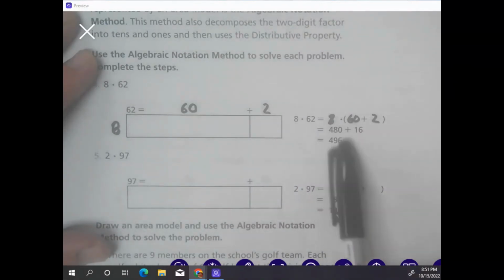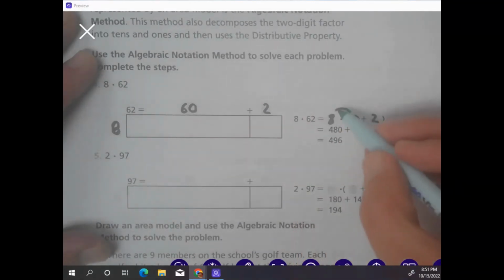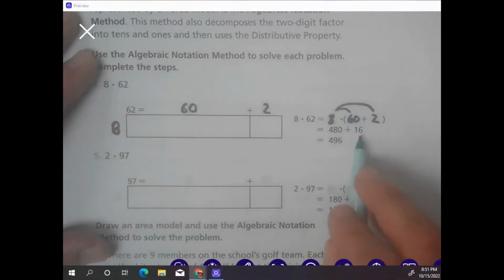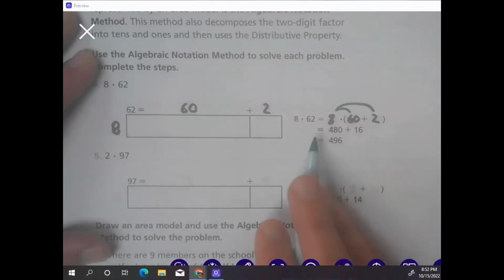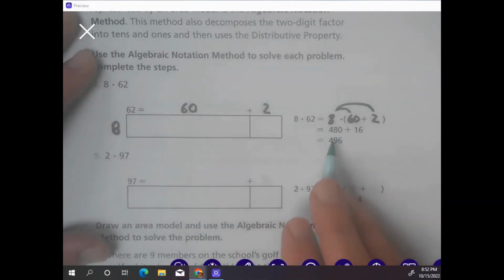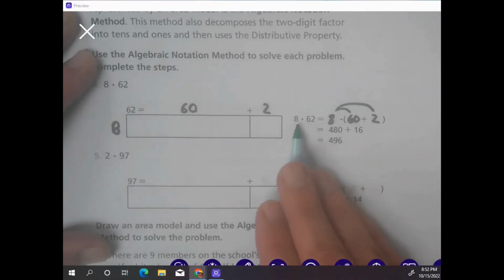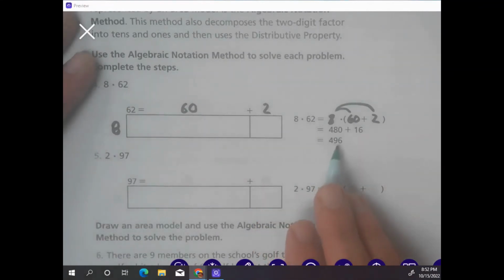And you can see they filled in the next part. 8 times 60 is 480. And 8 times 2 is 16. If I add those two together, it equals 496. And then all three of these sentences are true. 8 times 62 is the same as 8 times 60 plus 2 in parentheses. And it's the same as 8 times 62 is equal to 480 plus 16. And here we have our answer. 8 times 62 is equal to 496.